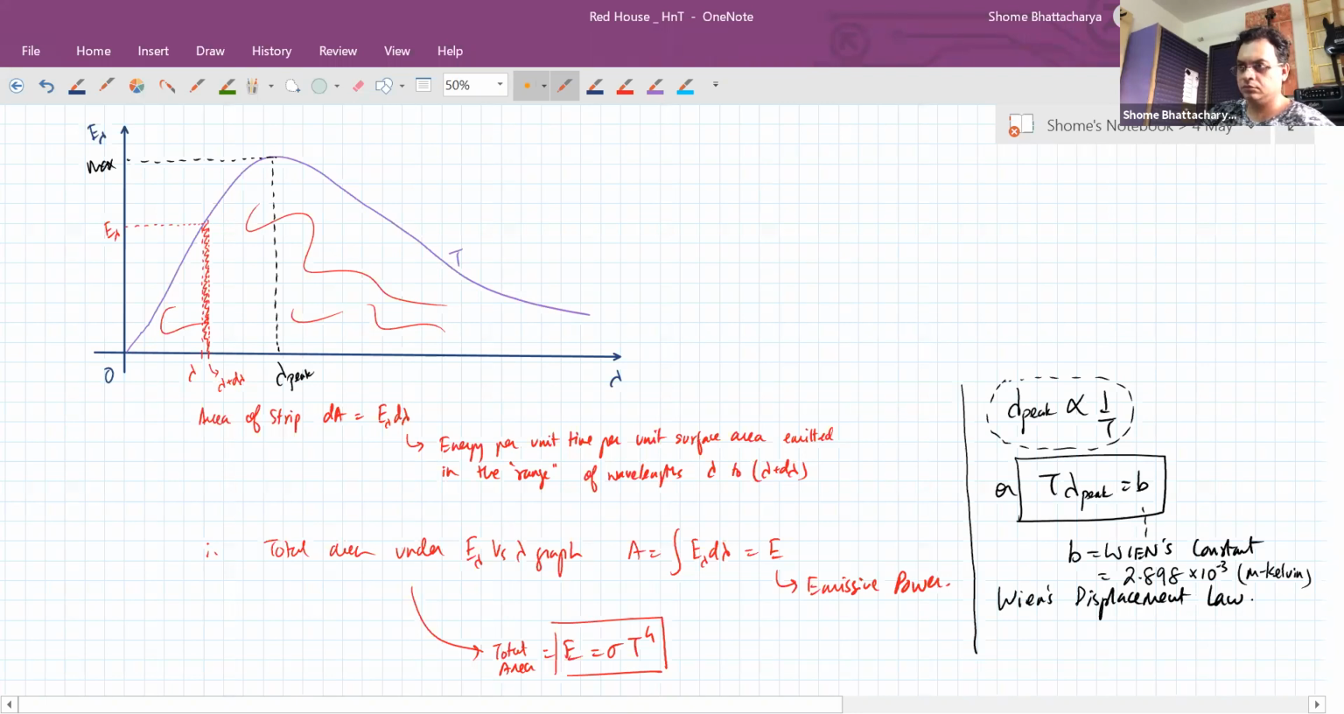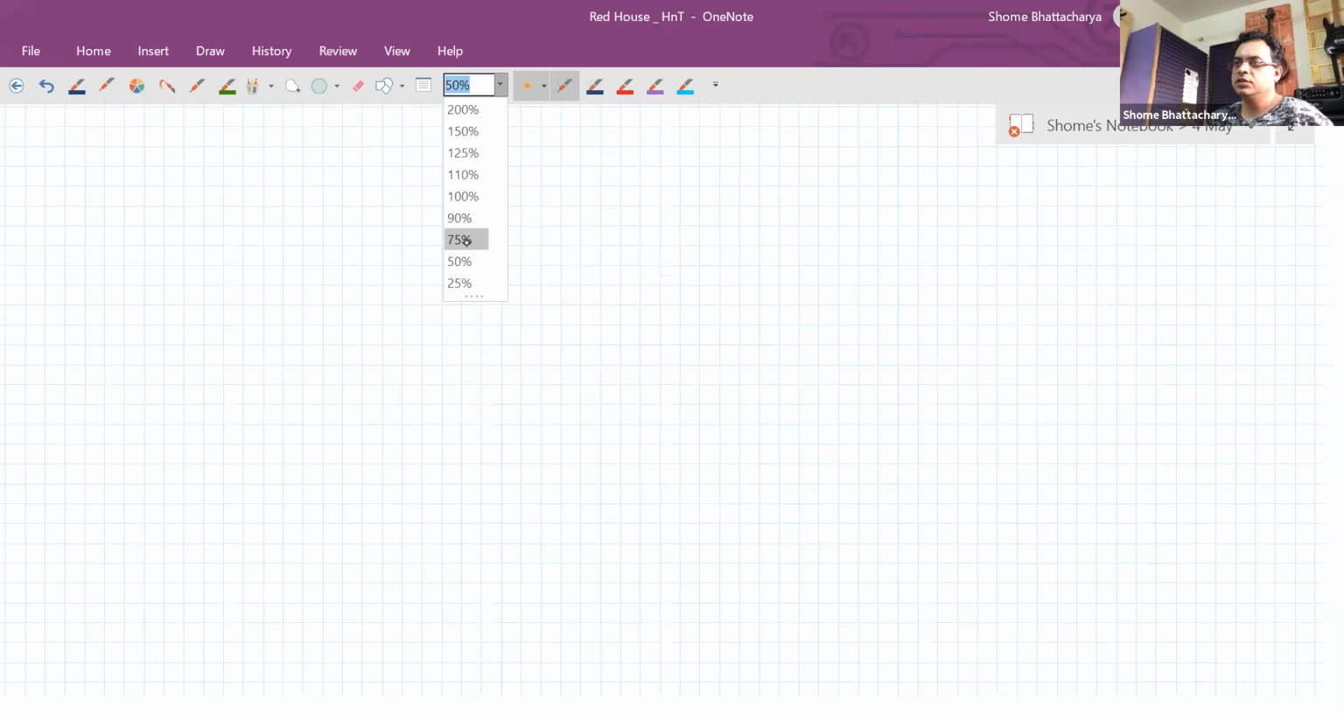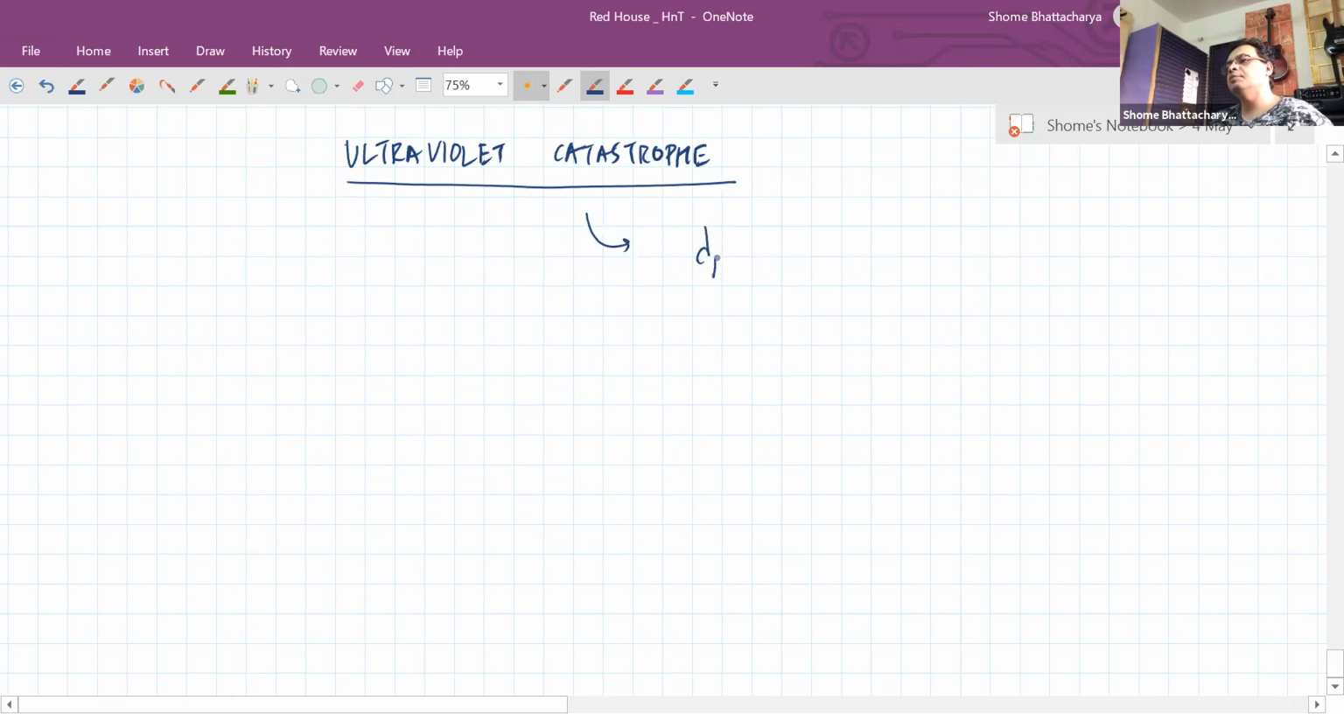Sir, why is the maximum lambda inversely proportional to temperature? Yeah, that's a very good question. And the answer to that, unfortunately, is very complicated. As I told you, this was initially an experimental law, but the explanation for this resulted in a principle called the ultraviolet catastrophe. This results from the fact that the lambda of the peak value is inversely proportional to temperature.